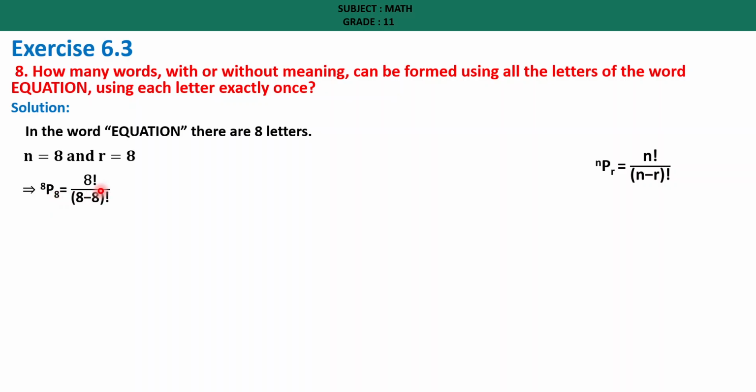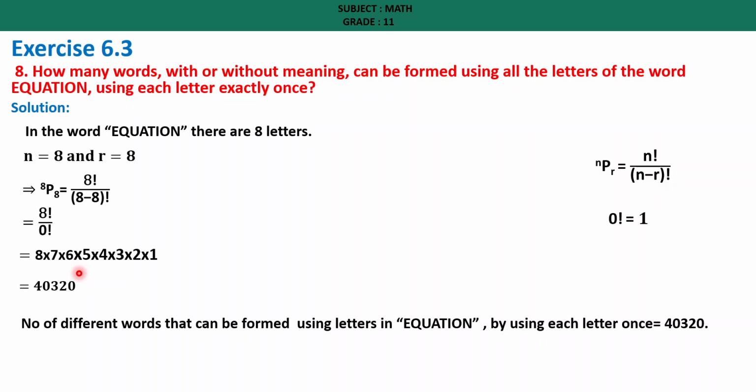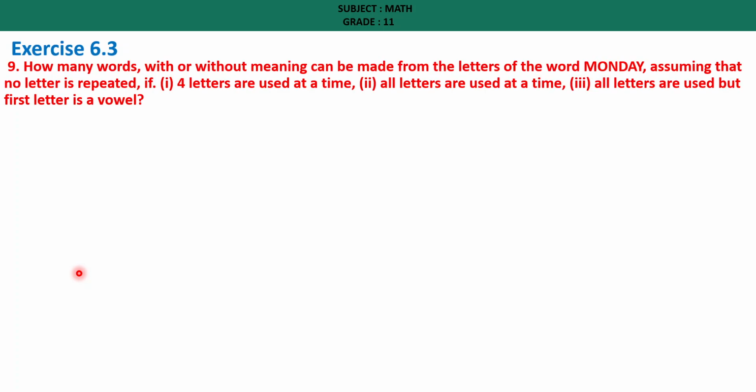Therefore 8P8 is equal to 8 factorial divided by (8 minus 8) factorial. That is 8 factorial divided by 0 factorial. But we substitute 0 factorial as 1. So 8 factorial is equal to 8 into 7 into 6 into 5 into 4 into 3 into 2 into 1. That is 40,320. Therefore, the number of different words that can be formed using the letters in EQUATION, using each letter once, is equal to 40,320.